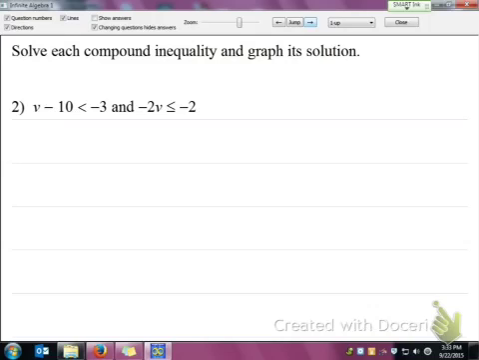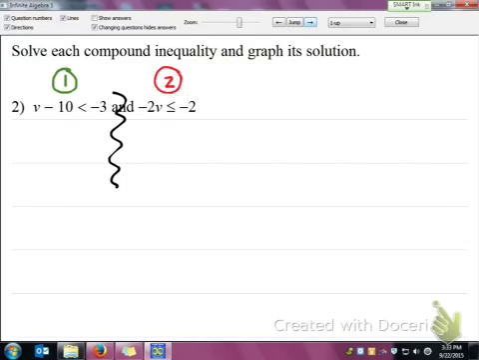Okay, now on to equation number 2. So it says v minus 10 is less than negative 3, and negative 2v is less than or equal to negative 2. So we have that word and there. Remember, that's our little invisible wall. Okay, equation number 1's over there on the left. V minus 10 is less than negative 3. That's equation number 1. And then on the right we have negative 2v less than or equal to negative 2.